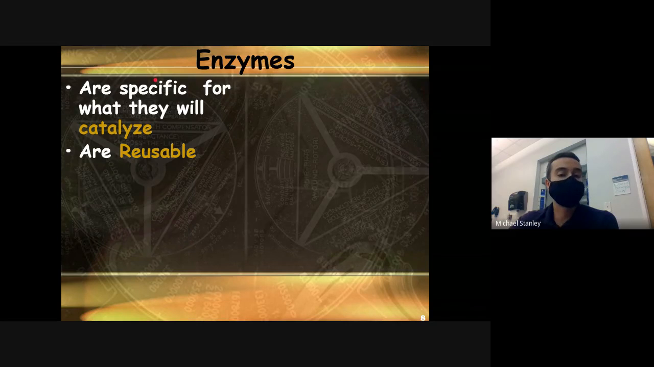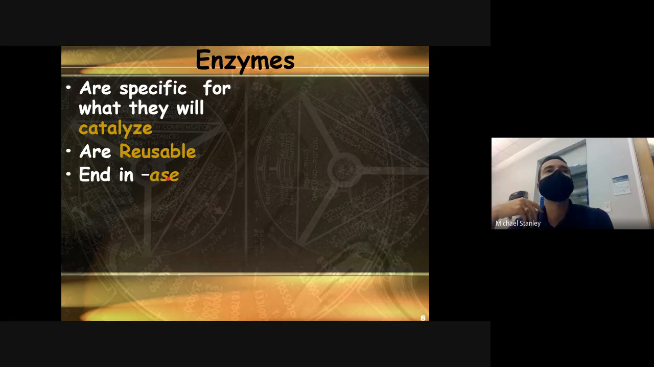All right, so they only do one specific reaction. We can reuse them over and over and over again before they break down. A lot of times they end in the three letters ASE, meaning like A's or ACE. So like sucrase, lactase, fructase are all pretty common enzymes.